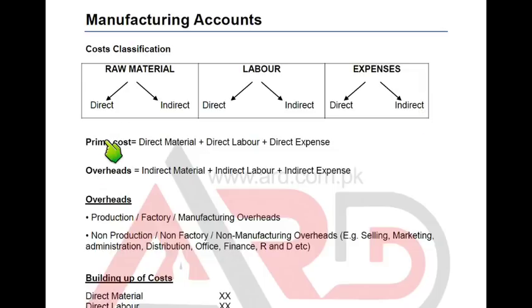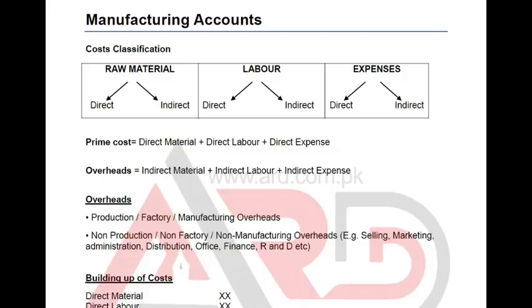Prime word has originated from primary. Prime means primary cost. Prime costs are the sum of all direct costs, means direct material, direct labor and direct expense in a factory are known as prime costs. Sum of all direct costs is known as prime cost, and sum of all indirect costs is known as overhead. Indirect material, indirect labor and indirect expense, if we add up all the indirect costs, this means overhead.